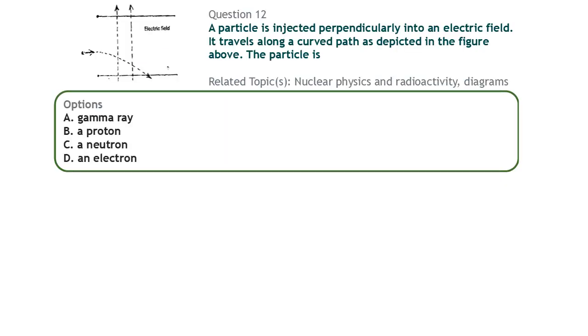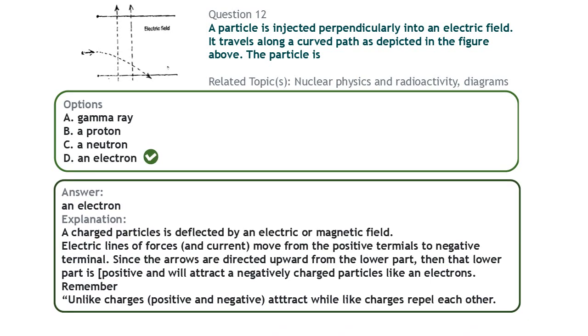Next, we have a diagram here. A particle is injected perpendicularly into an electric field. It travels along a curved path as depicted, as shown in the diagram above. The particle must be an electron. For it to have been deflected, it must be an electron.